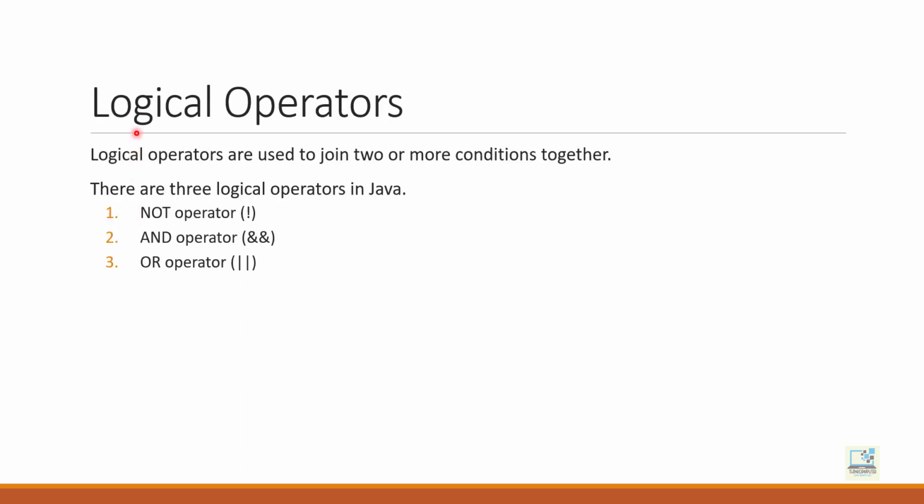Next is logical operators. Logical operators are used to join 2 or more conditions together. There are 3 logical operators in Java. Not operator, which is represented by the sign exclamation. AND operator, which is represented by the sign double ampersand. And OR operator, which is represented by double pipeline. The symbol is known as pipeline.